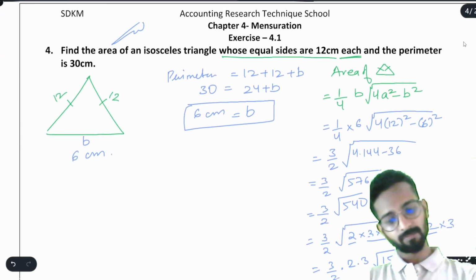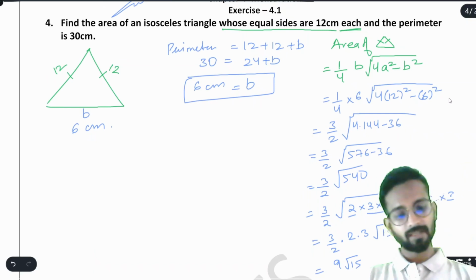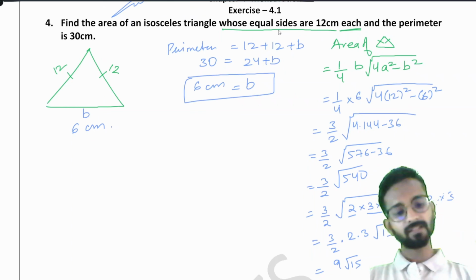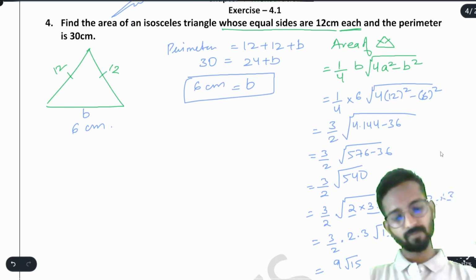How did we go? I am just telling you again. We had to find the area. Equal sides were given. So we found the third side of the isosceles triangle. After finding the third side, you can find the area easily. Area formula is already given in the book. 1 by 4 into b, root of 4a square minus b square.